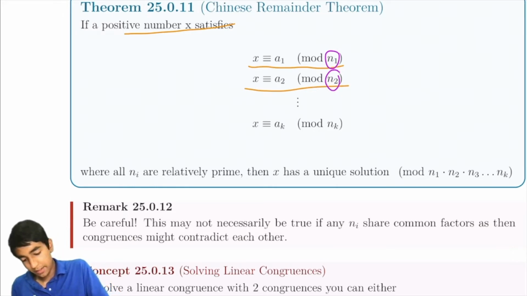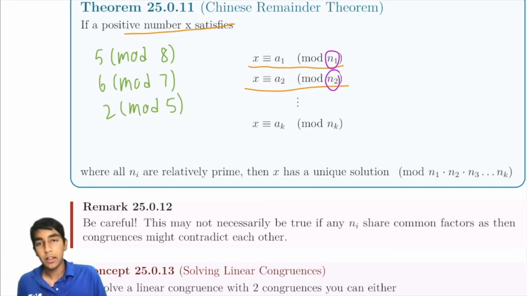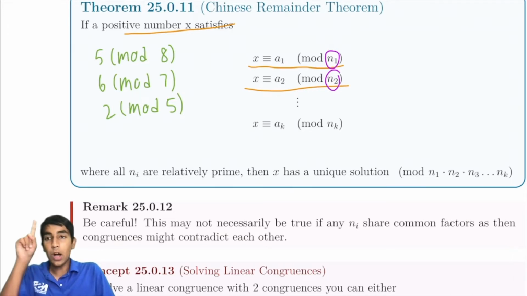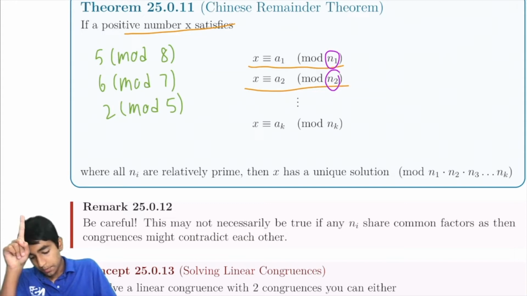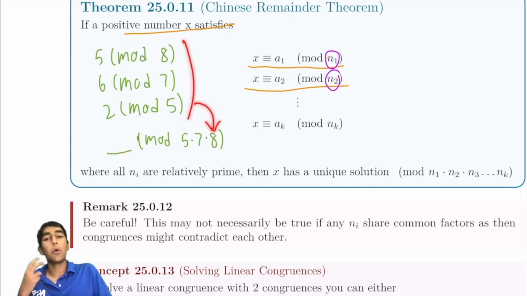So for example, if we have something like 5 mod 8, 6 mod 7, and 2 mod 5, and we're trying to find a solution mod something, well, the Chinese remainder theorem guarantees exactly one solution. It guarantees one solution mod 5 times 7 times 8. The Chinese remainder theorem does not tell us how to calculate the solution, but it tells us that there has to be one solution and there can't be more than one.